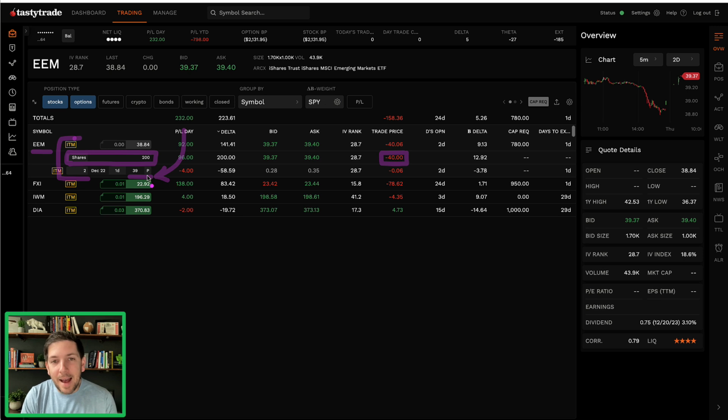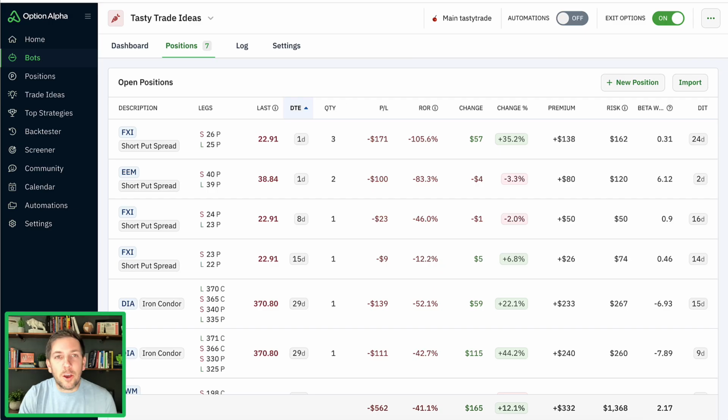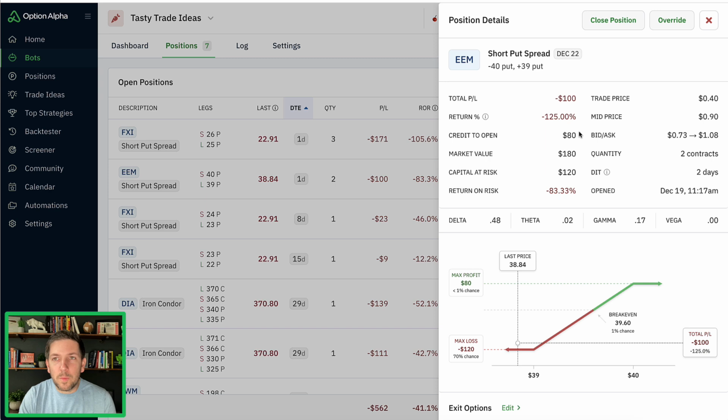Now, in this case, I have the long put option. So as the option buyer for that contract, it's up to me to decide if I want to exercise that contract or if I just want to reverse the trade and close the position. Now, in the case of these positions today, we're going to reverse the trade. We're not going to exercise them. It's the easiest thing to do. You just simply unwind the existing positions. Now, if I go over to my Option Alpha account here, you can see this is the actual EEM short put spread position.